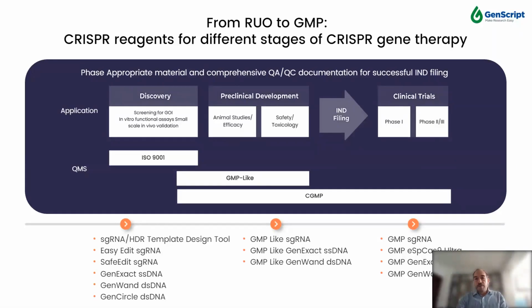We can deliver all these services and products from research grade to GMP grade, starting from discovery and preclinical research. On the discovery side, we have our sgRNA and HDR templates, research grade. We have the EasyEdit sgRNA, SafeEdit sgRNA, GeneExact sgRNA, GeneExact single-stranded HDR template, GenOne the double-stranded DNA template, and GenCircle double-stranded template.